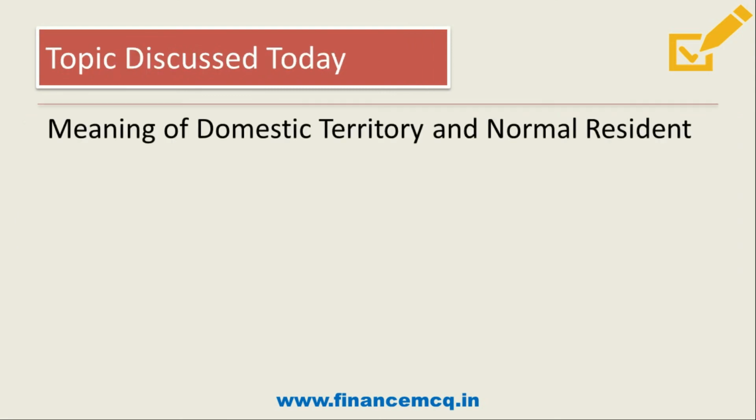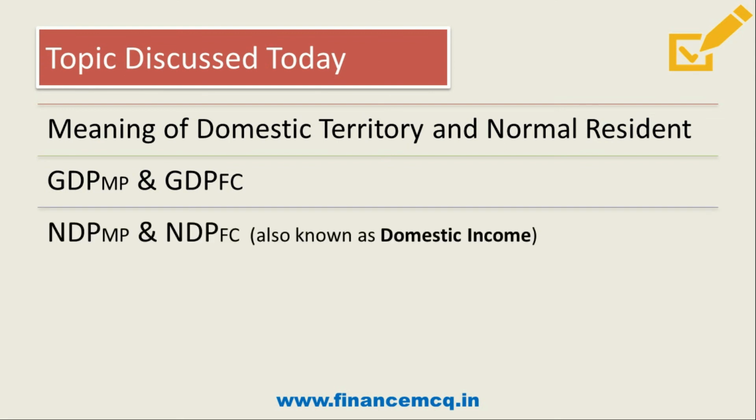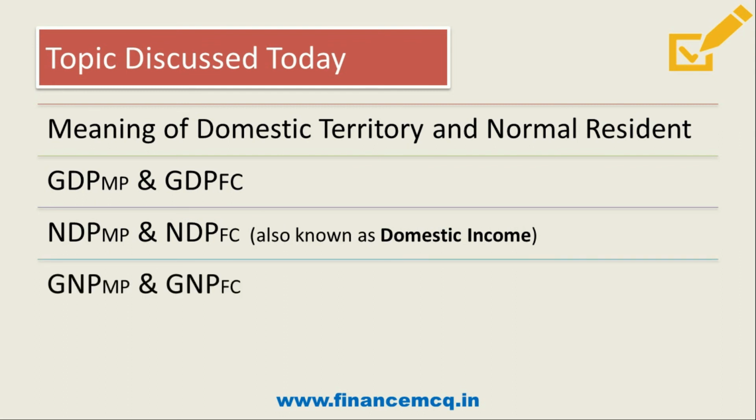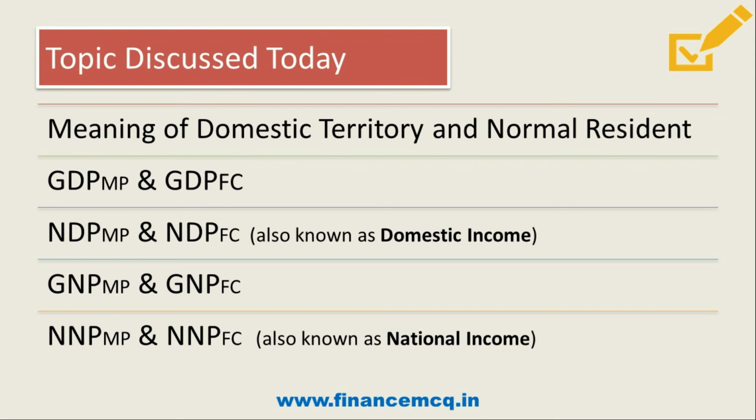Friends, today we have discussed about meaning of domestic territory and normal resident. Then we discuss about GDP at market price and GDP at factor cost. Friends, we also talk about NDP at market price and NDP at factor cost, and this NDP net domestic product is also known as our domestic income. Then we talk about GNP at market price and GNP at factor cost, and then we also discuss the formula of net national product at market price and net national product at factor cost, which is also known as national income. So friends, with this I try to cover all the important points related to a national income and how it is calculated, which may be relevant for your SEBI exam point of view.